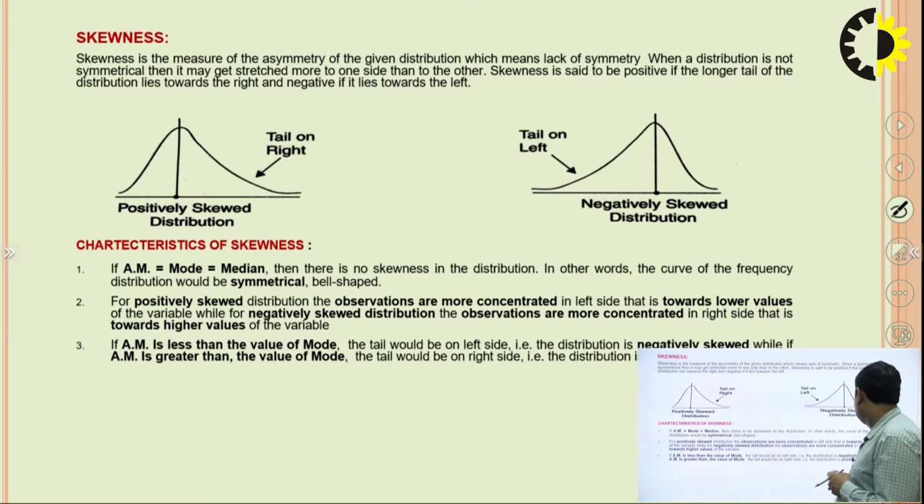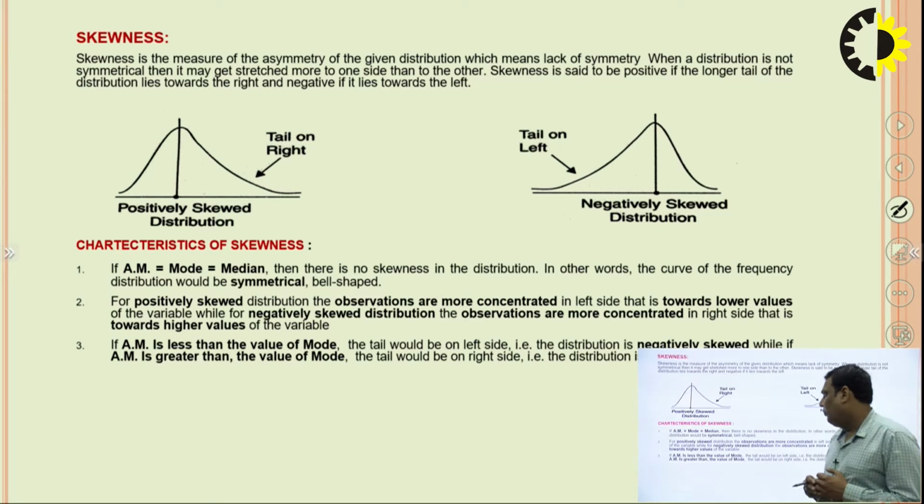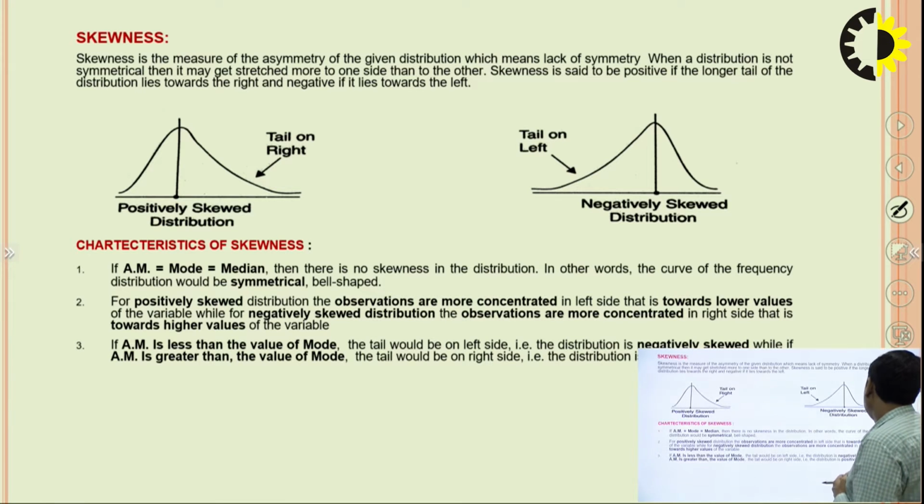In other words, the curve of the frequency distribution would be symmetrical or bell shaped, meaning a normal curve, if mean equals median equals mode. Second, for a positively skewed distribution the observations are more concentrated on the left side, that is toward lower values of the variable, while for a negatively skewed distribution the observations are more concentrated on the right side, that is toward higher values of the variable.